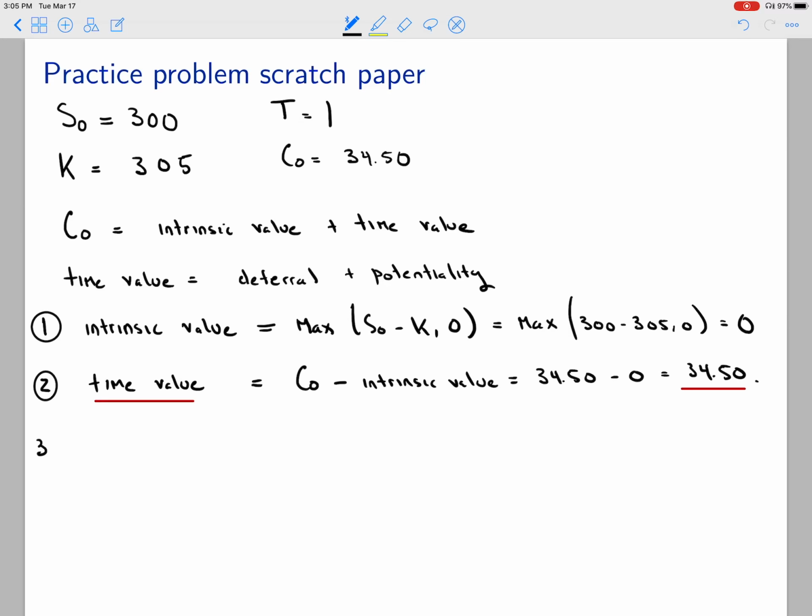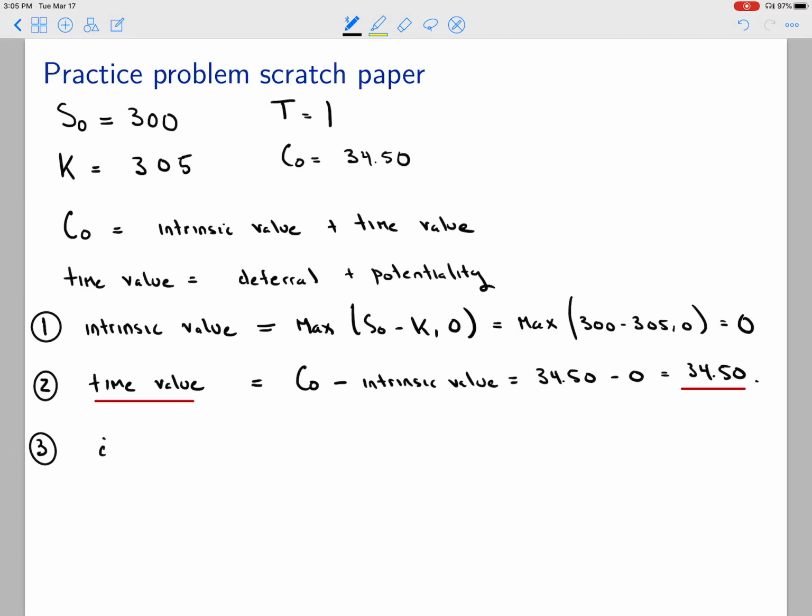In part 3, we want to break down time value into its two components. First is deferral. This is the deterministic component of the premium, the portion that's just attributable to pushing that strike payment into the future. And the second part is potentiality, which is what remains, the amount attributable to the advantages the option provides us over uncertainty and volatility, and gives us an insurance type contract. Okay, so we split this out.